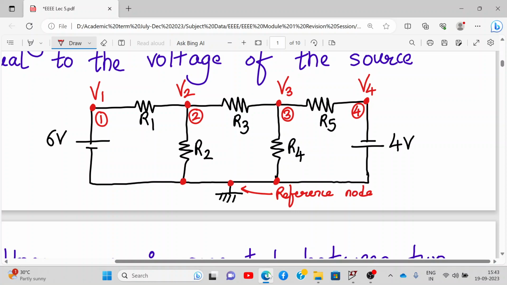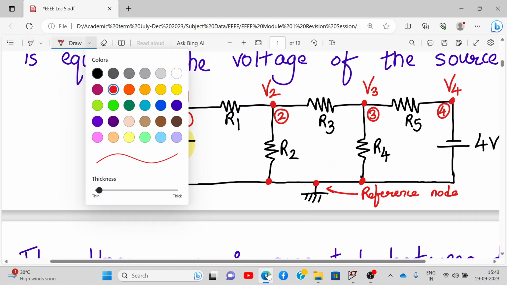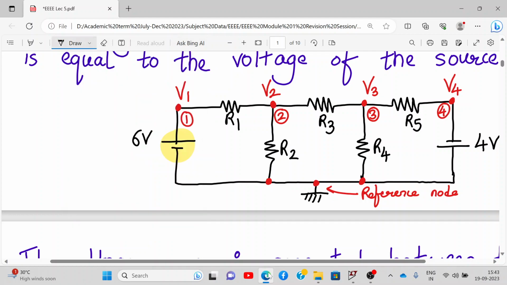If a voltage source is connected between a node and a ground directly, then the voltage at that node is equal to the voltage of the source. For example, over here, in this case, we have this 6 volt source directly connected between a node and a reference node or a ground. So we can say that my voltage V1 is equal to 6 volt.